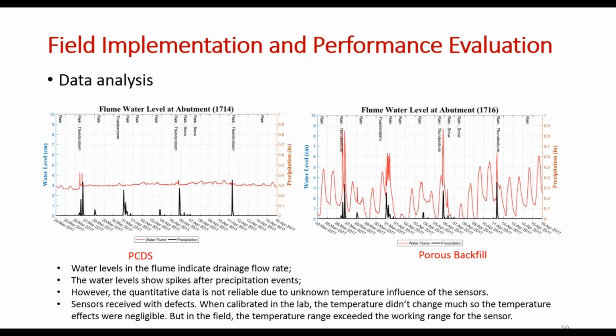As you can see, during one day, even though there is no drainage and no precipitation event, you still have a spike. But this spike is due to the temperature effect. We actually took a detour to find this. Okay, so that's a limitation of this study. We cannot compare the absolute values from these two flume data sets to assess the drainage capacity, but qualitatively, they gave us a sense that whenever there is a precipitation event, there will be drainage.